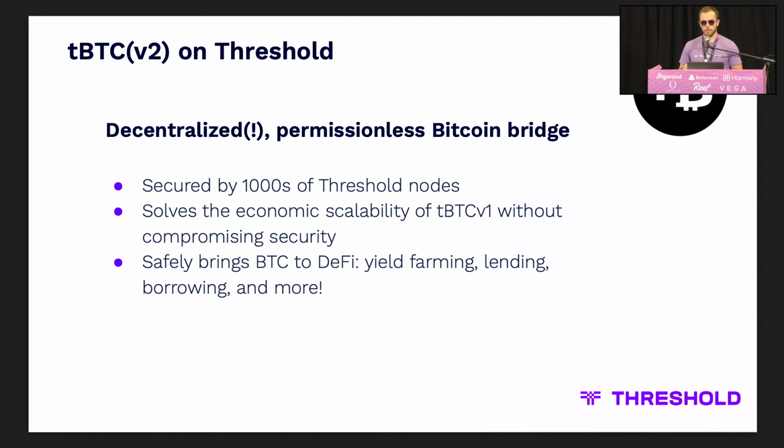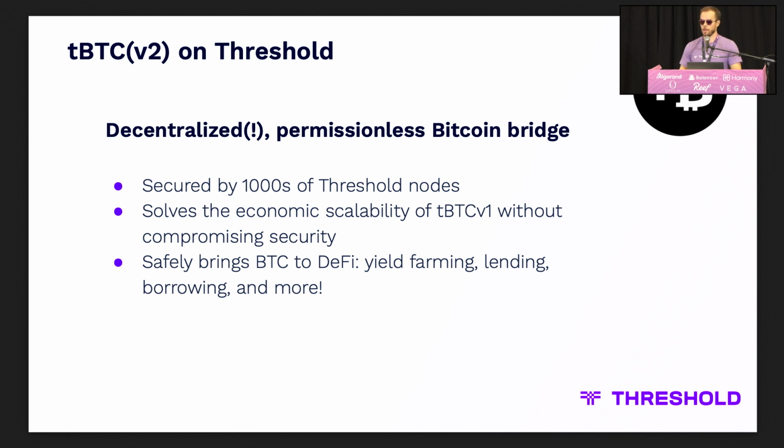tBTC is basically offering a very similar use case, safely bringing Bitcoin to DeFi, except it replaces that centralized custodian with a fully decentralized network of signers. It's collectively secured by the thousands of Threshold nodes that are acting as signers within the Threshold network. And V2 of tBTC completely solves the main roadblock for V1, which was the economic scalability.